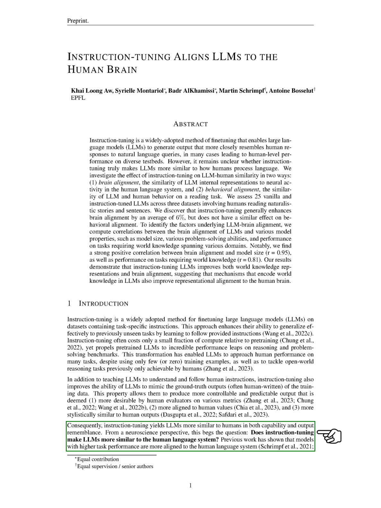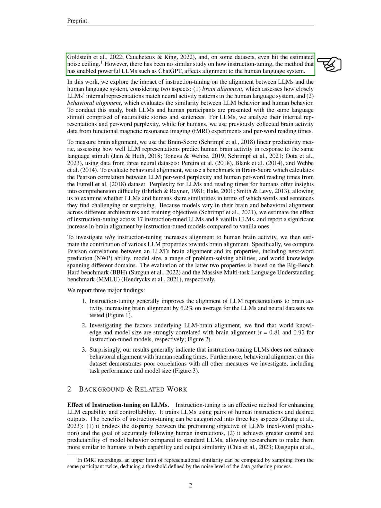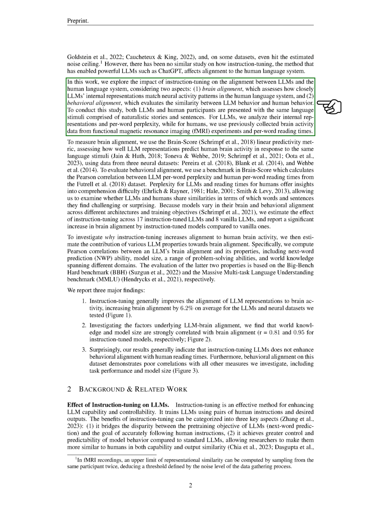This leads us to an interesting question. Does instruction tuning make LLMs more similar to the human language system? Previous research has shown that models that perform better on tasks are more aligned with the human language system. However, no one has studied how instruction tuning, which has enabled powerful LLMs like ChatGPT, affects this alignment. In our study, we're going to explore how instruction tuning impacts the alignment between LLMs and the human language system.